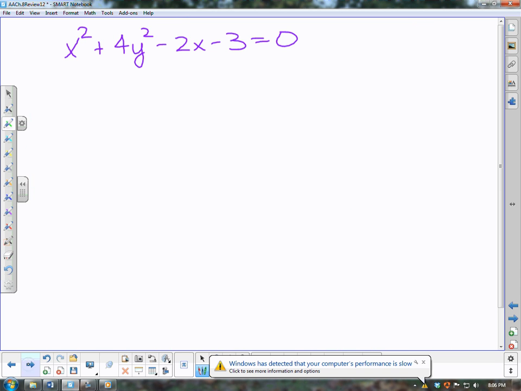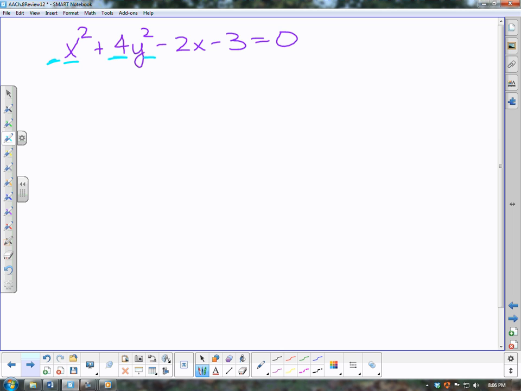All right, moving on to the next one. Here we have a squared term and a squared term, so it's either a circle or an ellipse, and because the numbers are different there, we have not a circle. Yes, we have an ellipse. That's the word I wanted to spell. So again, we have to group. So x squared minus 2x plus 4y squared equals 3.